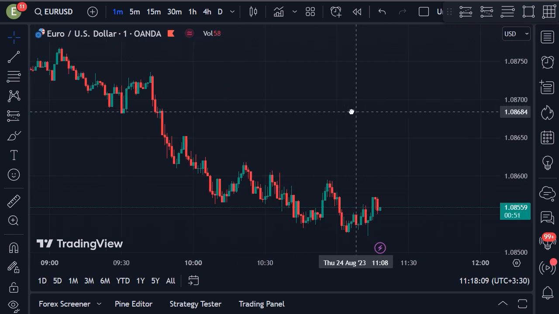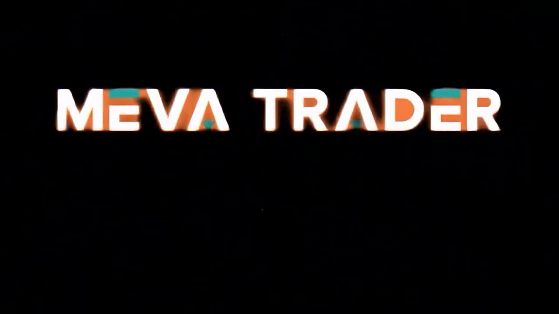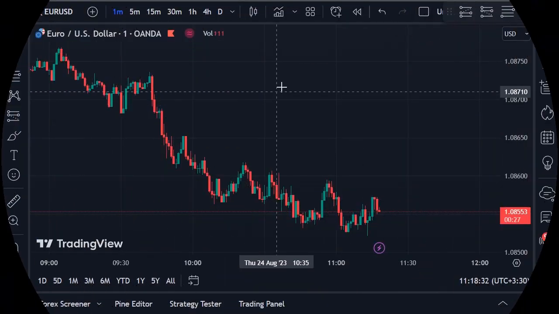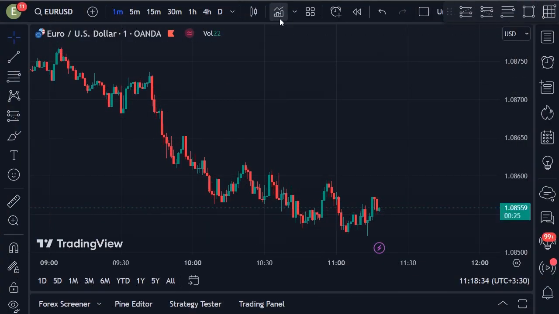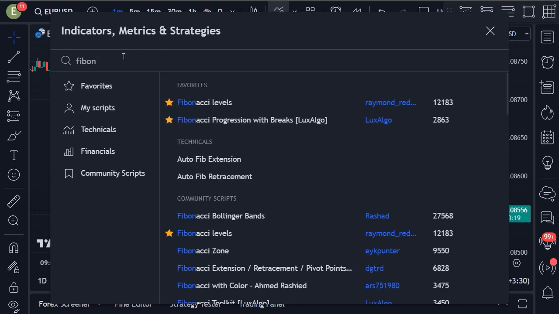Let's get started with the tutorial. To start, we need to add our indicators to the chart. The first indicator is called Fibonacci levels. Click once to add it to the chart.